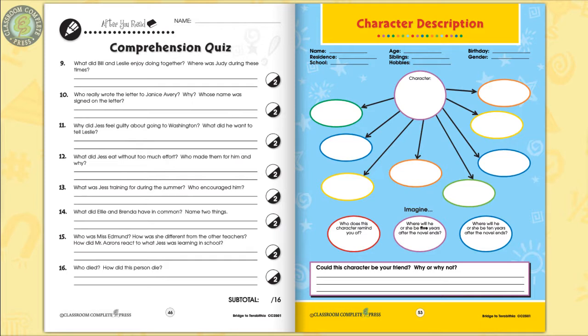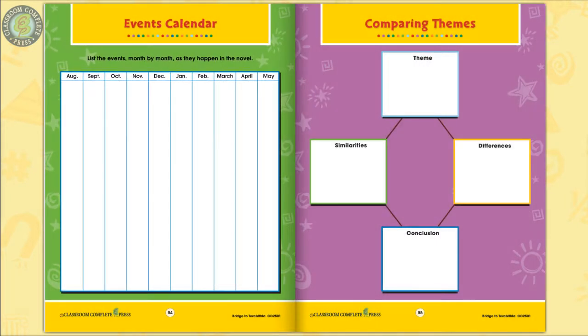3 color posters, which are graphic organizers, complete the resource. Keep track of events as they happen month by month in the novel with an events calendar graphic organizer.